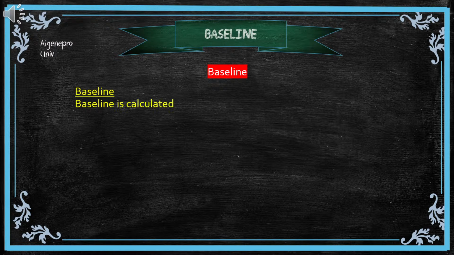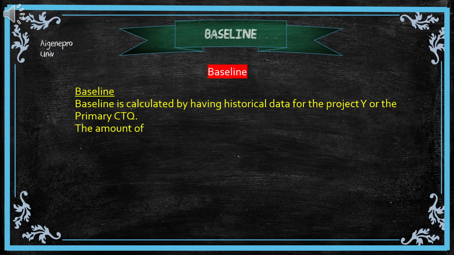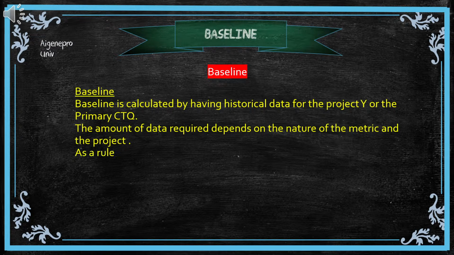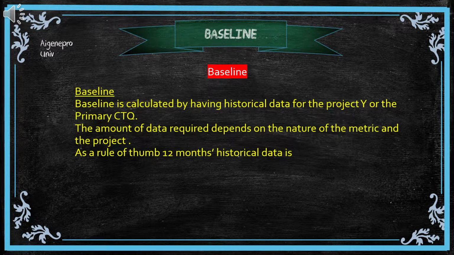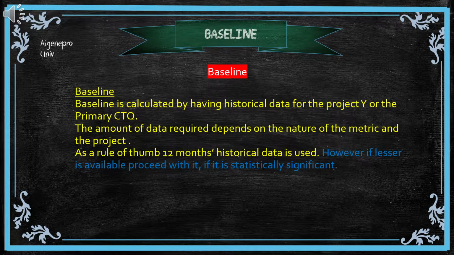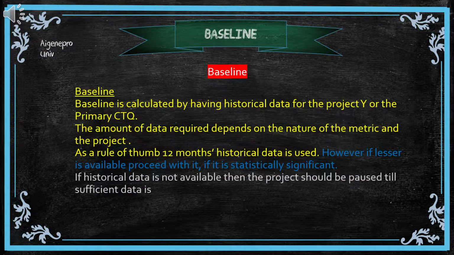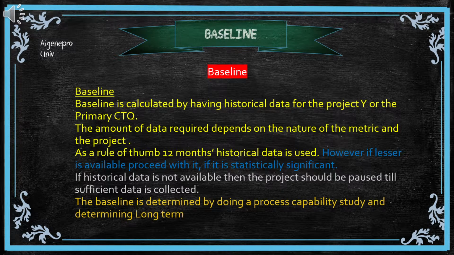Baseline is calculated by having historical data for the project Y or the primary CTQ. The amount of data required depends on the nature of the metric and the project. As a rule of thumb, 12 months historical data is used. However, if lesser is available, proceed with it if it is statistically significant. If historical data is not available, then the project should be paused till sufficient data is collected. Baseline is determined by doing a process capability study and determining long-term and short-term Z and DPMO. We will discuss these in detail in the module on Six Sigma tools.